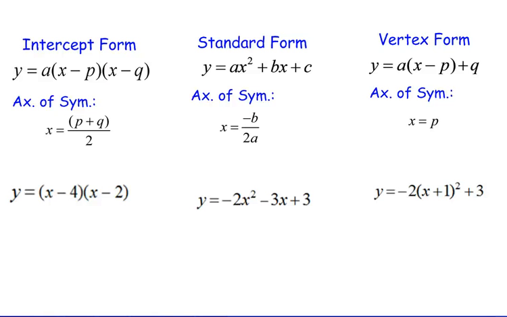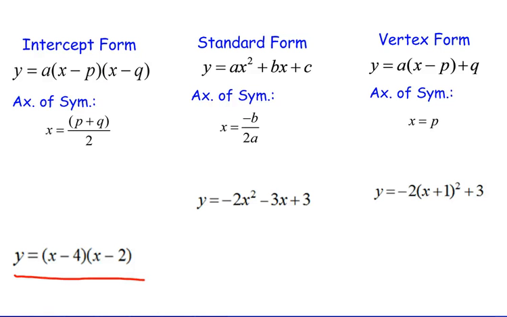Axis of symmetry is given, as always, x will equal p plus q divided by 2. Well, let me talk about why that is. When you have your intercept form, and it looks like this, this is an example of an equation given to us in intercept form.